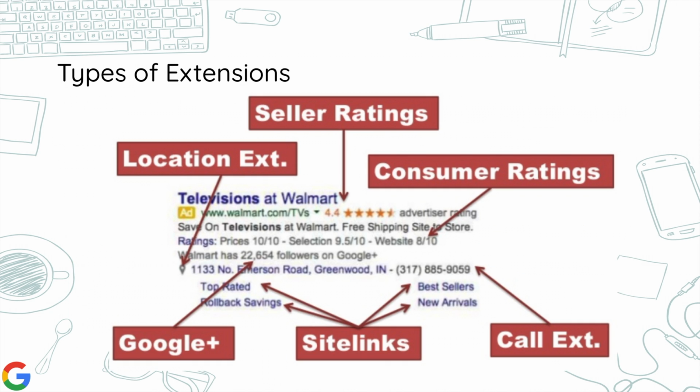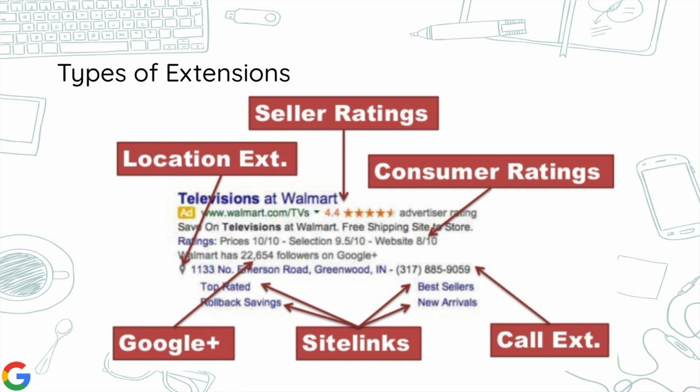There are different types of extensions, and they're great because they, one, provide additional information, and two, typically increase an ad's click-through rate by several percentage points. So the more information your ad is willing to front load to potential customers that pertains to them, the more likely they are to click on your ad. Some types of extensions are locations, seller or customer ratings, site links, and phone numbers.